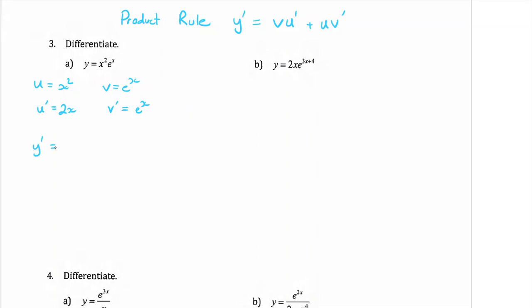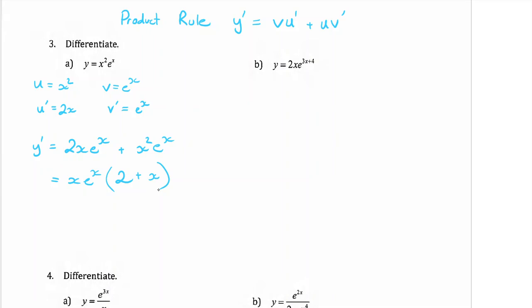Now, y dash equals, I'm not going to rewrite the formula, I'm going to put it straight into here. So v times u dash, going across this diagonal, is 2x e to the x. Then plus the other diagonal, x squared e to the x. Happy with that answer? Or you could factorize it, because there are quite a few common factors. You could bring out an x e to the x. From the first term, that would just leave a 2, and from the second term, you'd have an x.